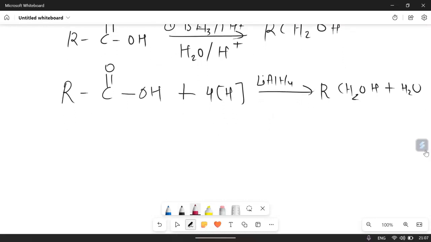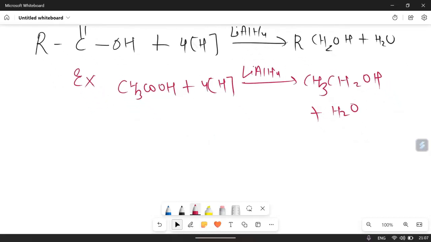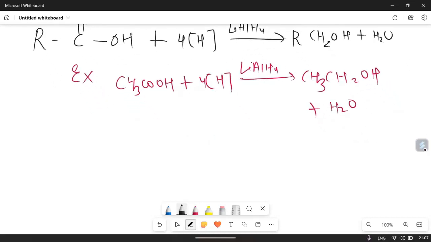The third method is, you can write down an example related to it. For example, CH3COOH plus 4 moles of hydrogen treated with LiAlH4 gives CH3CH2OH plus water molecule H2O in this reaction. So this is all for carboxylic acid.